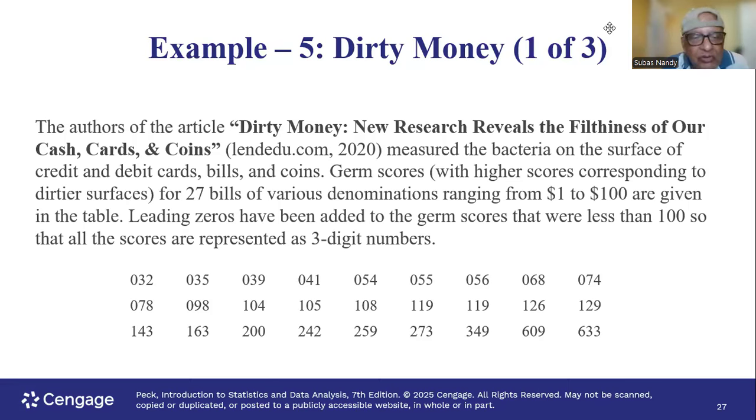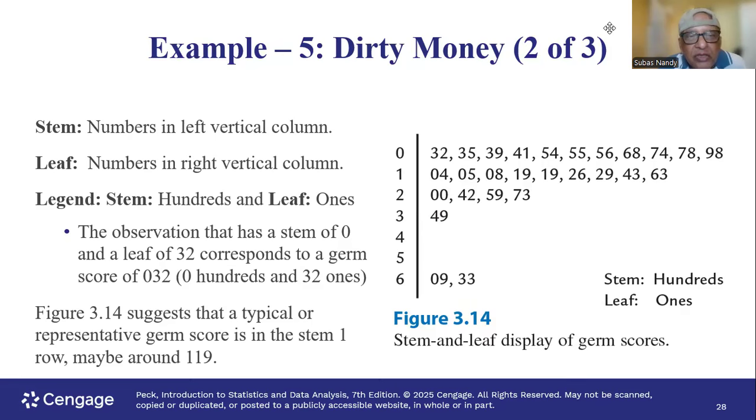Now, as I told you, usually the leaf is the number in the ones place. For example, for 032, 2 will be the leaf and the stems are the numbers before that, 0 and 3. So let's take a look at how they have done it. Stems are the numbers to the left of the vertical column. Like I said, 0 is the stem, 1 is the next stem.